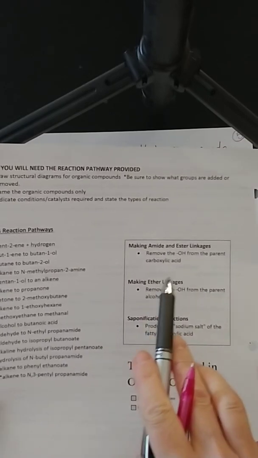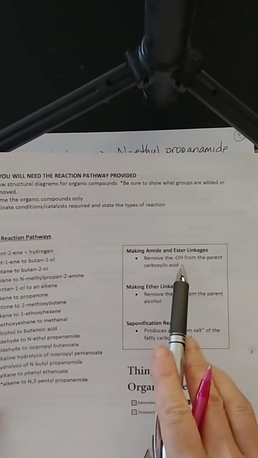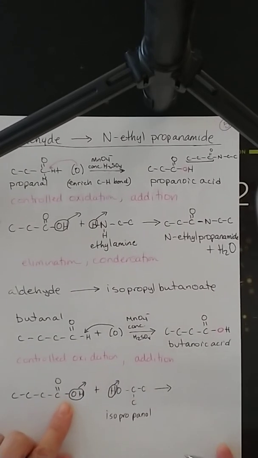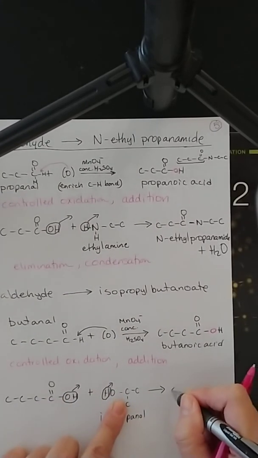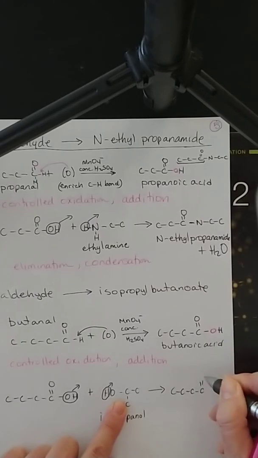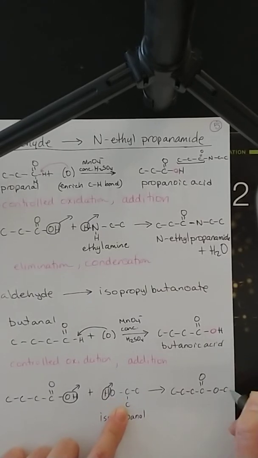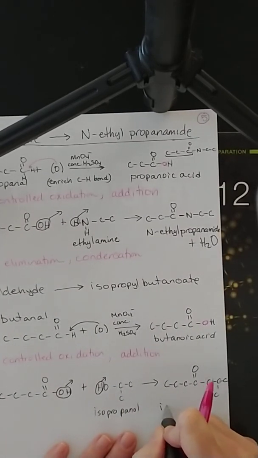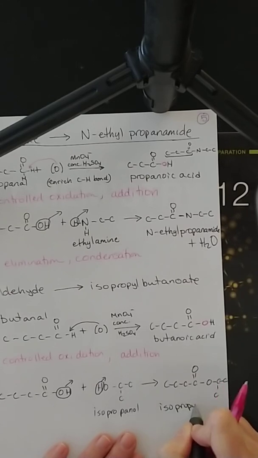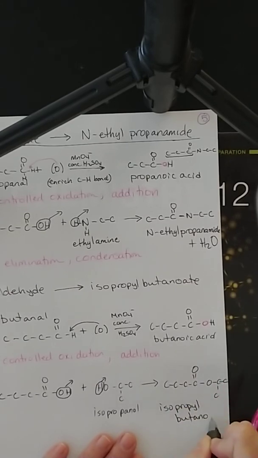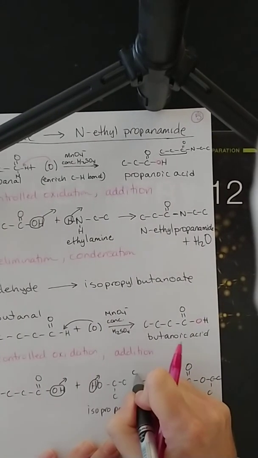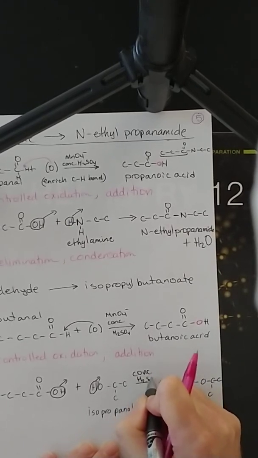So to make our ester, we remove the OH from the parent acid. So on the other side, we know we're going to produce water, and that open bond here is going to pick up this open bond here. So now we're going to put on the isopropyl onto the acid, and now we have isopropyl butanoate. According to our chart on conditions, when you add an alcohol, you need concentrated sulfuric acid.